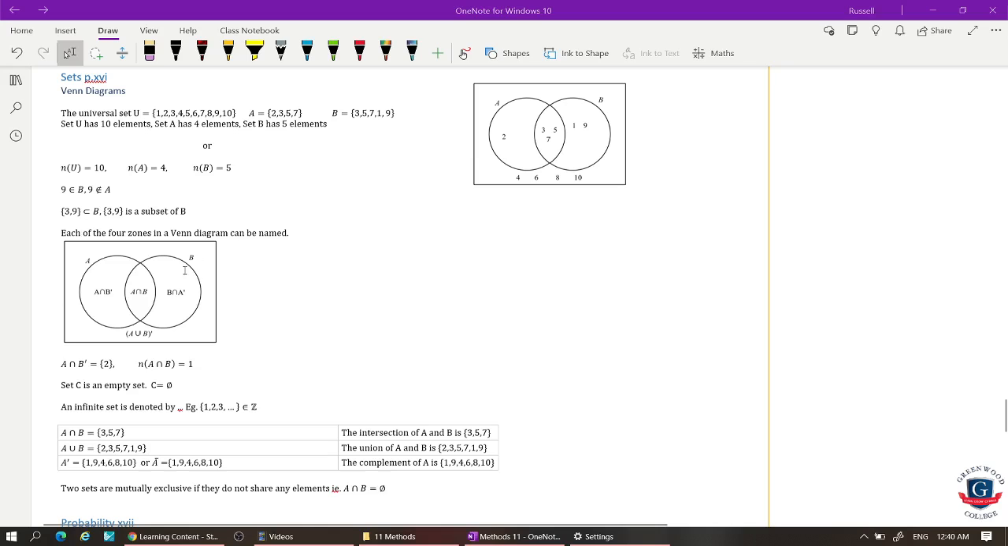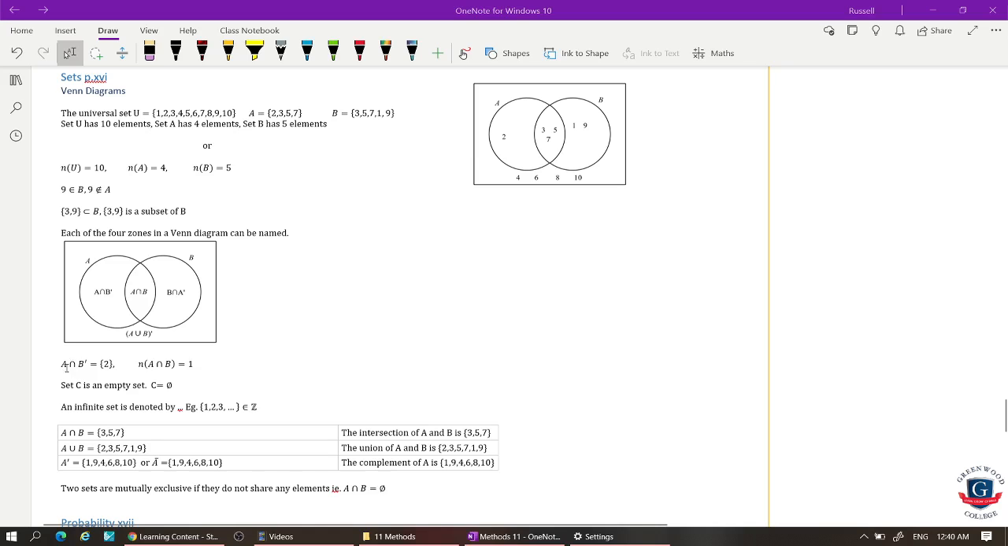Each of the 4 zones in a Venn diagram can be named. This area here, A only, could be called A intersect not B because it's the parts that are in A that are not in B. This part here is the intersection of A and B, the parts that are common to both A and B. And this is the part of B that's not in A. And outside here would be everything that's not in the union of A and B, union being the combination of A and B, and not in it. That's what this little apostrophe or prime at the end is.